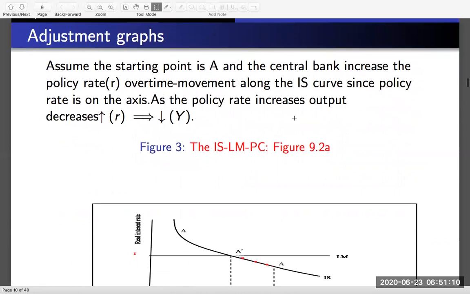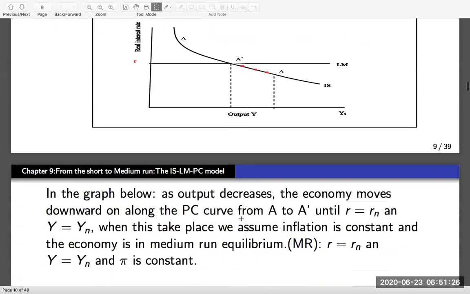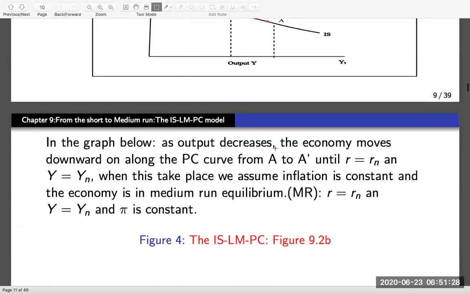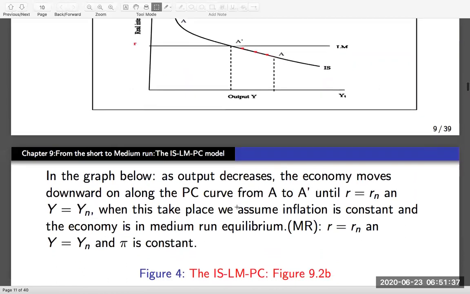Over time, there is movement along the curve. If you are at point A, where you are above potential, you need to go back to potential. And to do that, you must increase the interest rate, until A prime. Right, so in the graph below, as output decreases, so remember, as we go this way, our output is surely decreasing, the economy moves downward along the PC curve from A to B.